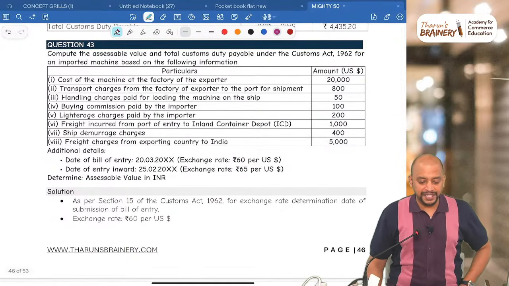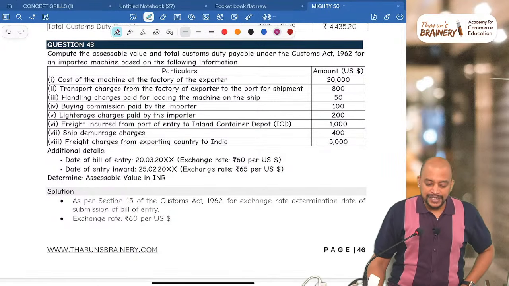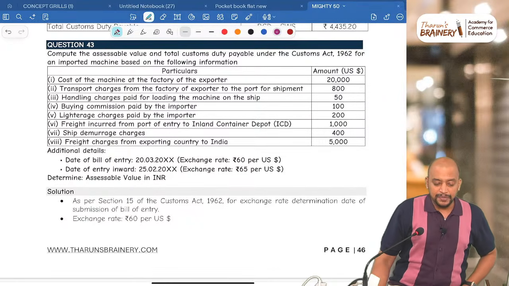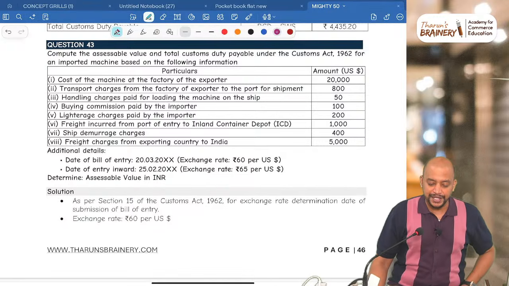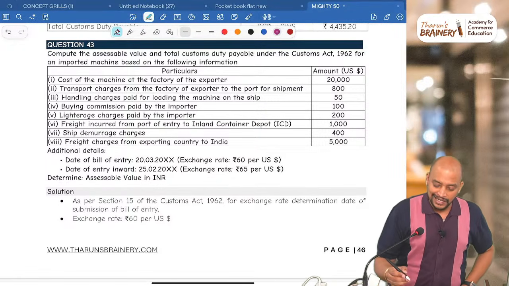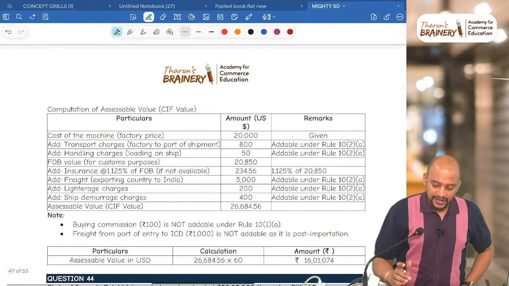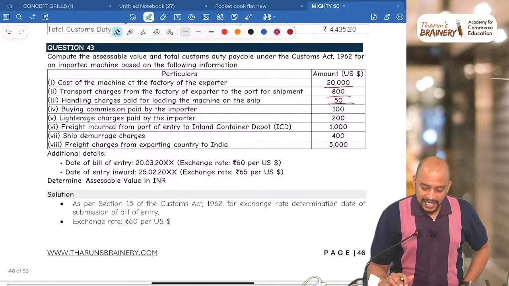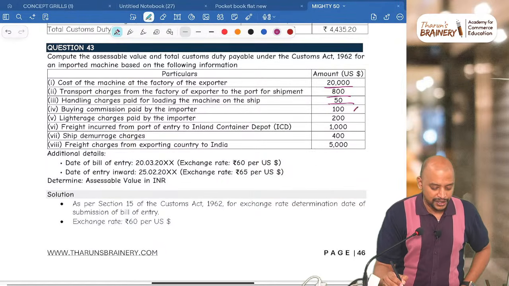Then question number 43. Compute the assessable value and total customs duty payable under the Customs Act for an imported machine based on the following information. Cost of the machine at the factory of the exporter 20,000. Transportation charges from factory to port 800. Transportation charges for loading the machine on the ship 50. What will be taken? 20,000 plus 800 plus 50, 20,850 will be taken as FOB value for customs. Correct? And thereafter buying commission not included.